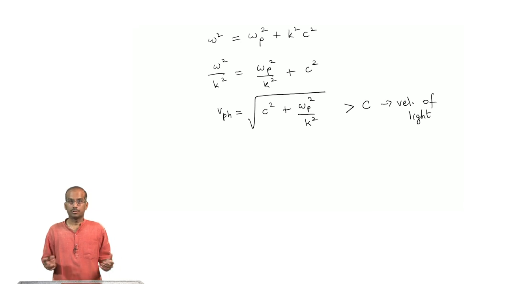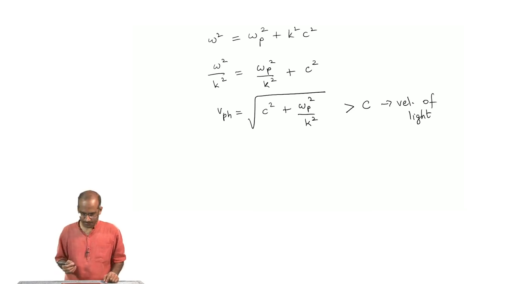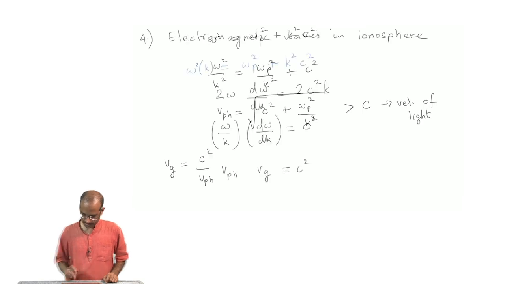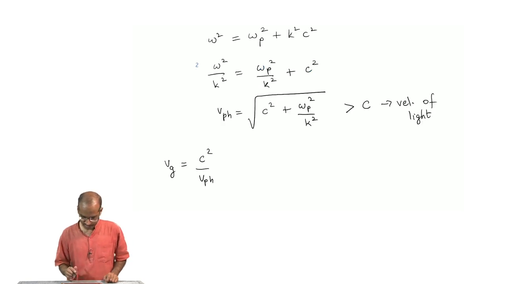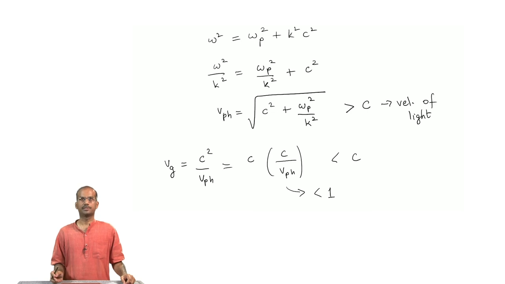Okay, that looks like it shouldn't have been, but this is not the velocity with which the signals are transmitted. So, let us look at the group velocity. The group velocity would be, of course, c square by the phase velocity. That is what we get from this relation. Group velocity is c square by phase velocity, which can be written as c multiplied by c divided by phase velocity. And we just saw that phase velocity is greater than the velocity of light. So, this term would be less than 1, in which case the group velocity as a whole will be less than the velocity of light c.